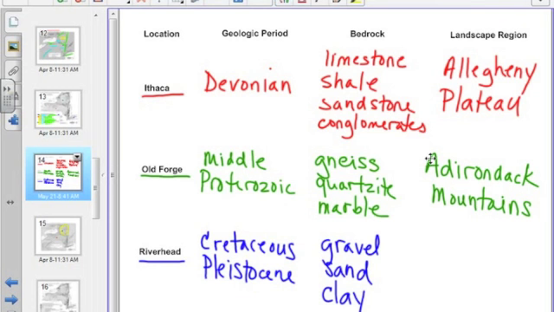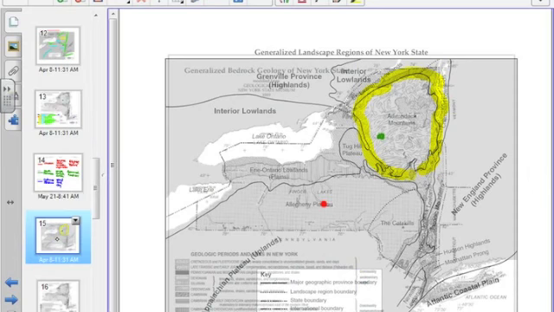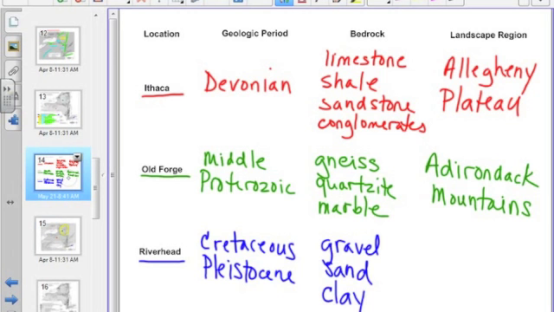The last one, Riverhead. So we go to our map, and Riverhead, yep, goes way out here. Oh, squarely in the Atlantic coastal plain. Yes, those low-lying plains areas. So there we are, Atlantic coastal plain.